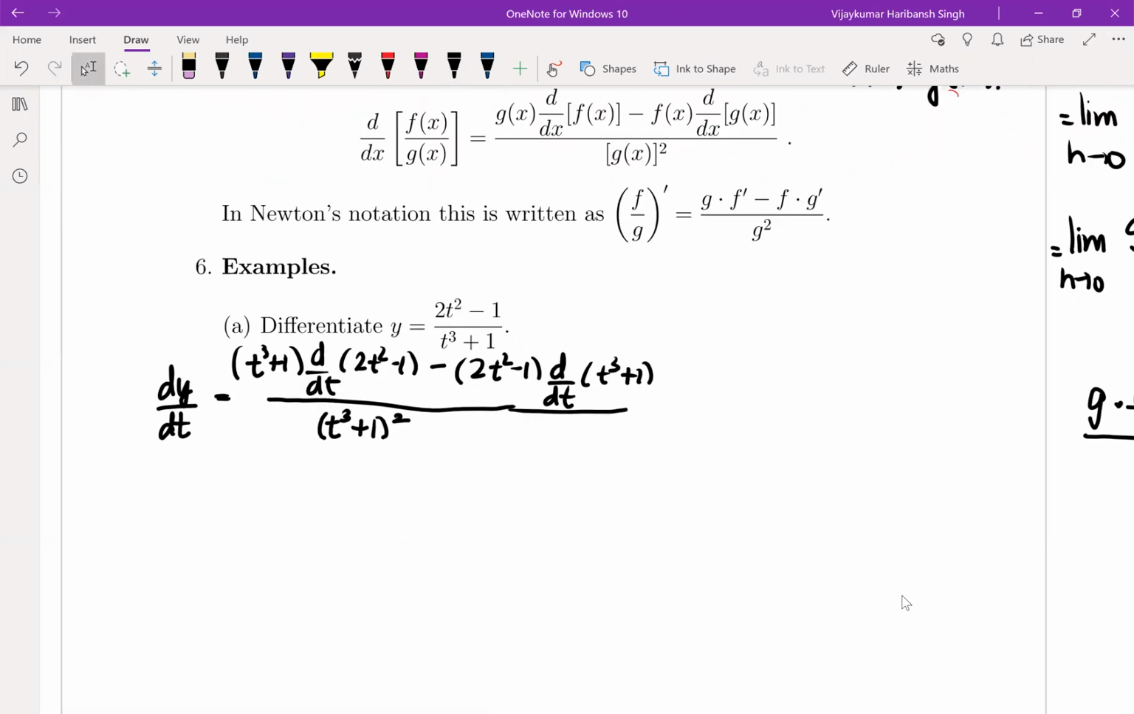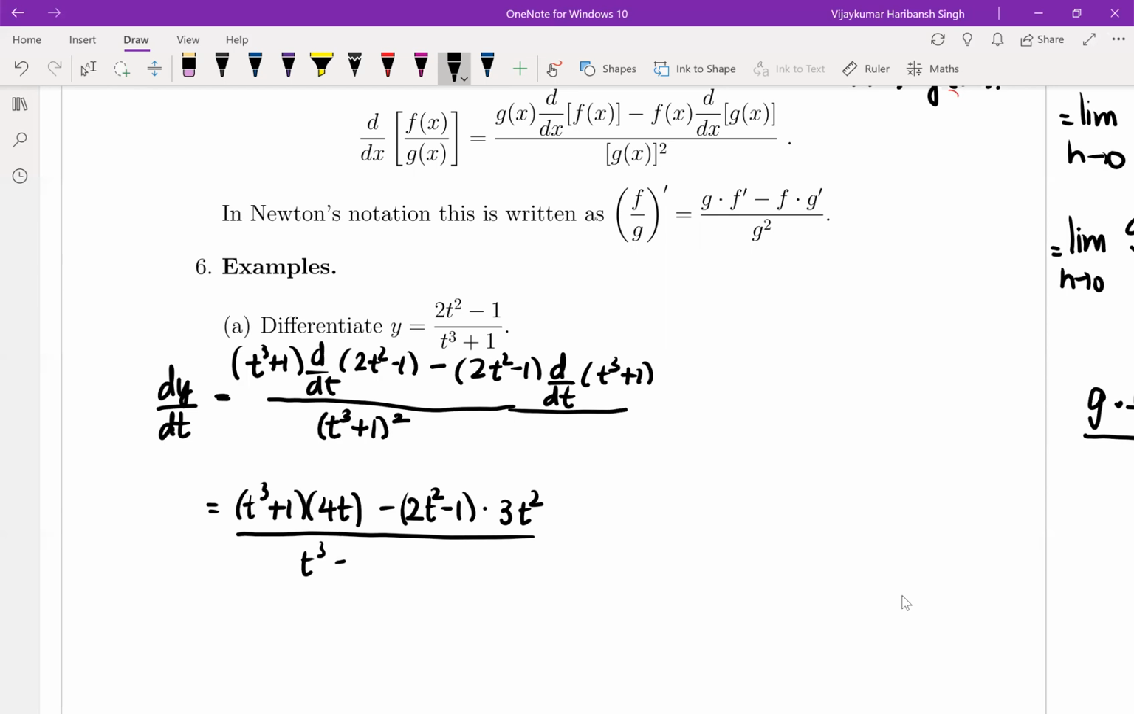Okay. Now what do you get? So t cube plus 1 times 4t, right? Because derivative of 2t square is what? 2 times 2t, which is 4t, minus 2t square minus 1 times derivative of t cube plus 1, which is 3t square, the whole divided by t cube plus 1, the whole square. Yeah. So now your derivative is done. If you want to simplify, you can go ahead and simplify it.